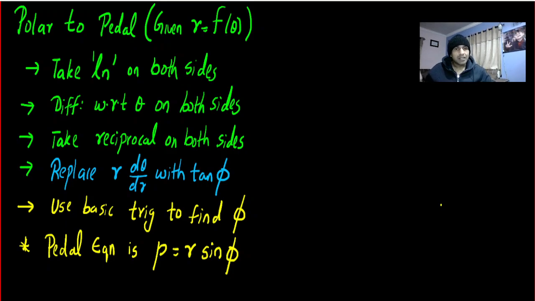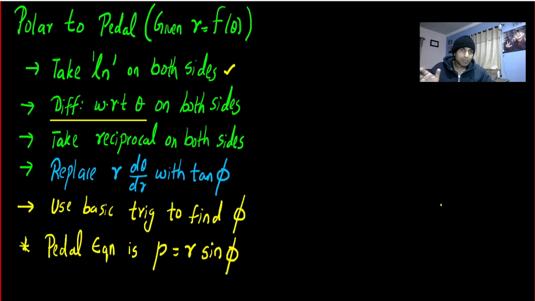Now look at this. Many equations are written in polar form so that they are very easy to manipulate. So imagine you want to convert one polar equation into pedal. The steps go like this. Point number one, you take logarithm on both sides. And the second thing, you differentiate both sides with respect to theta.